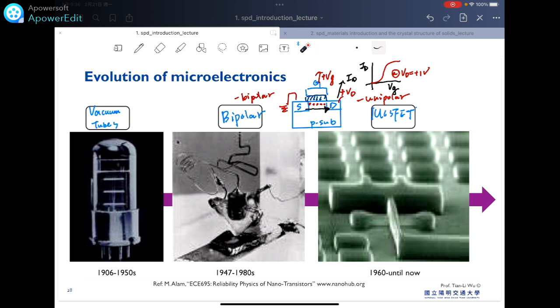If we consider the typical ID-VG characteristic, you can see that once we apply a high enough gate voltage, we start to have electron formation in the channel, so the current starts to increase. That is the most critical part of the MOSFET, and we will talk about it in detail later. In this case, the major transport carrier is the electron, so we call this a unipolar device. On the other hand, in a bipolar device, the carrier transport needs to consider both electrons and holes together.